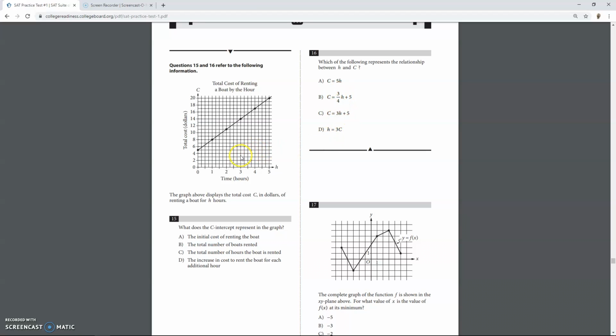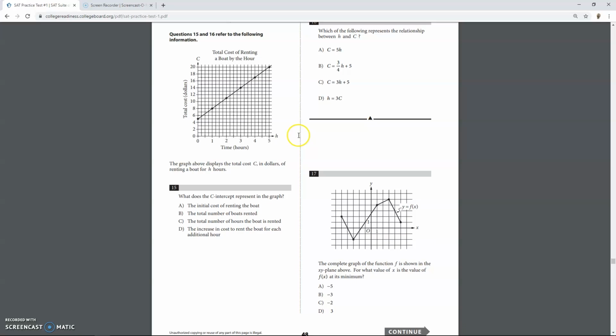And then we find the slope of it. Here, from time shifting from 0 to 1, the c-intercept increases by 3. It means the slope will be 3. This gives us the answer of C.